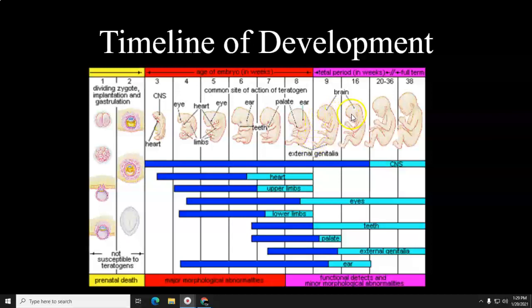And this is the stage where the brain starts. And your eyes start to be there. They don't really function yet. And then your central nervous system towards the end of the pregnancy, the last few months, that's totally developed.